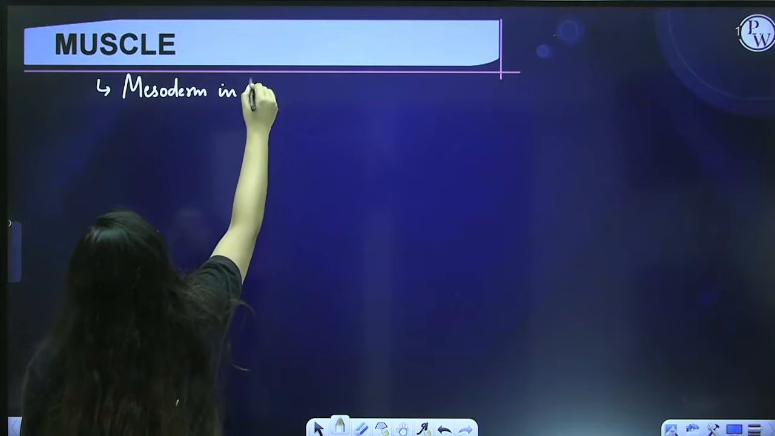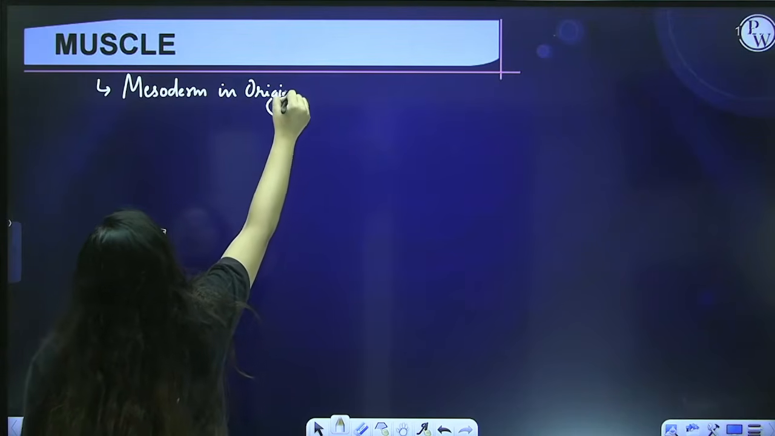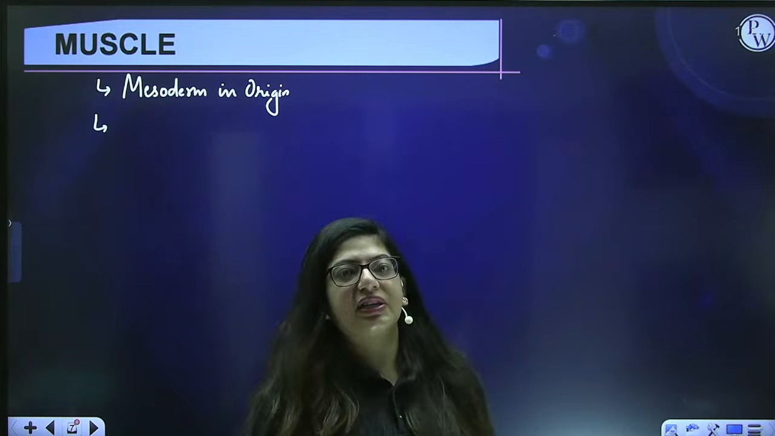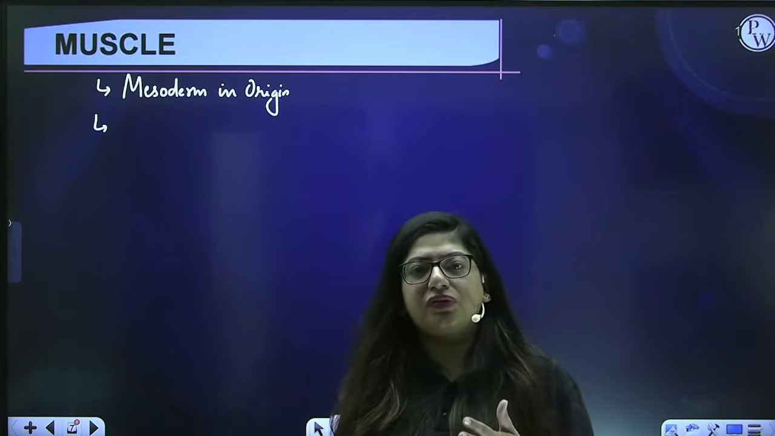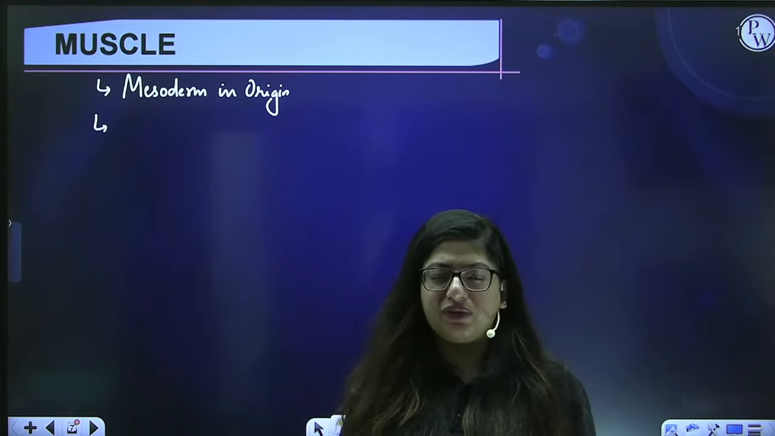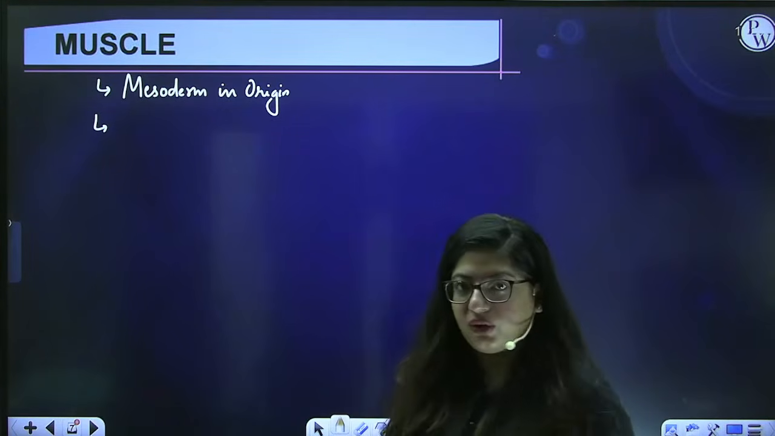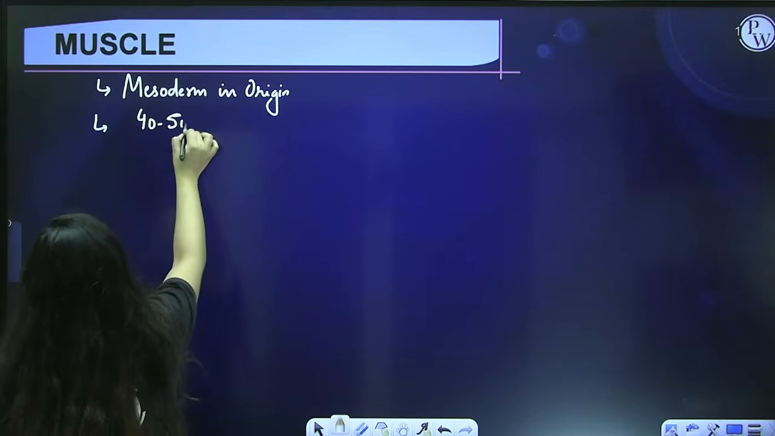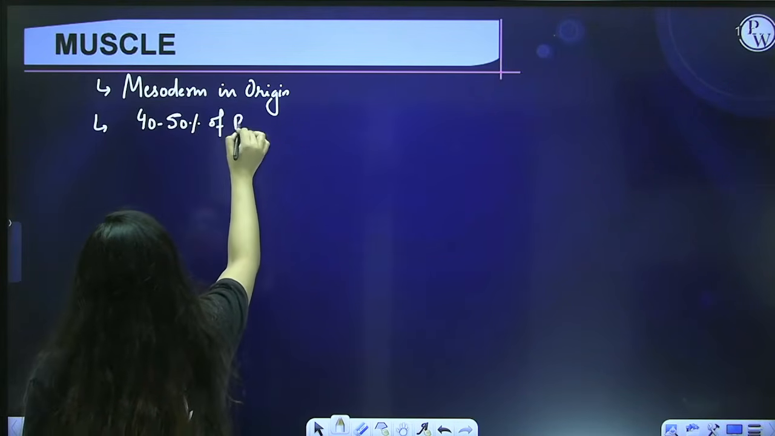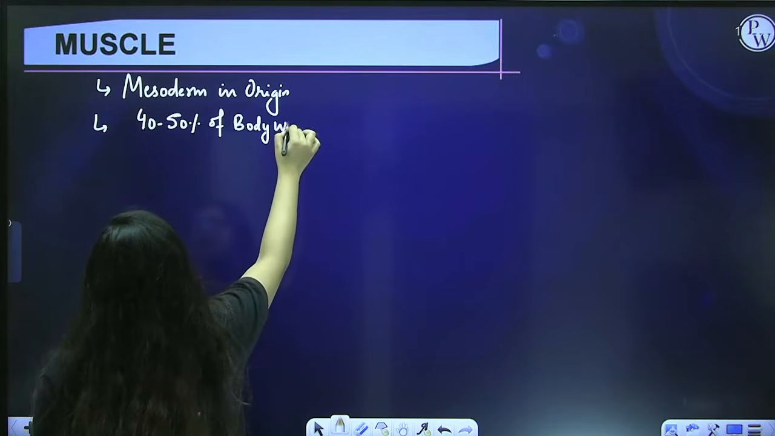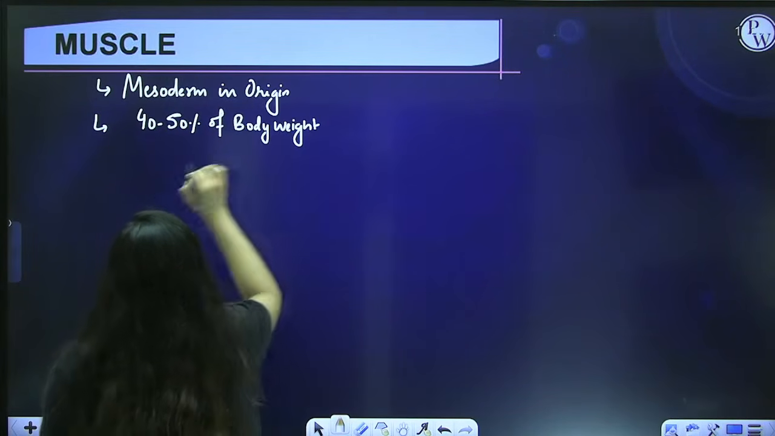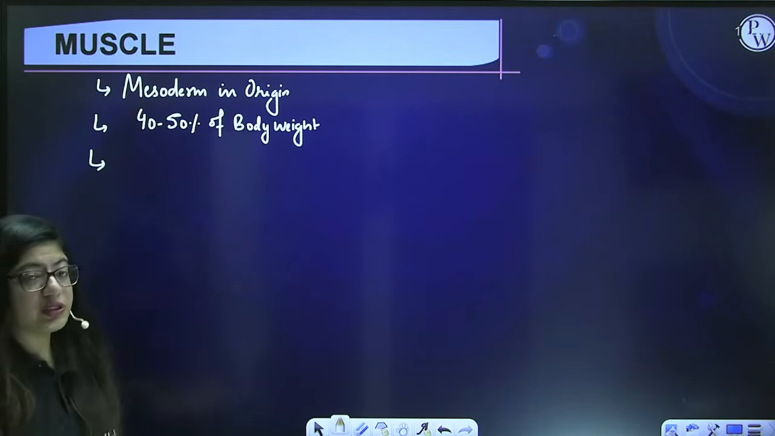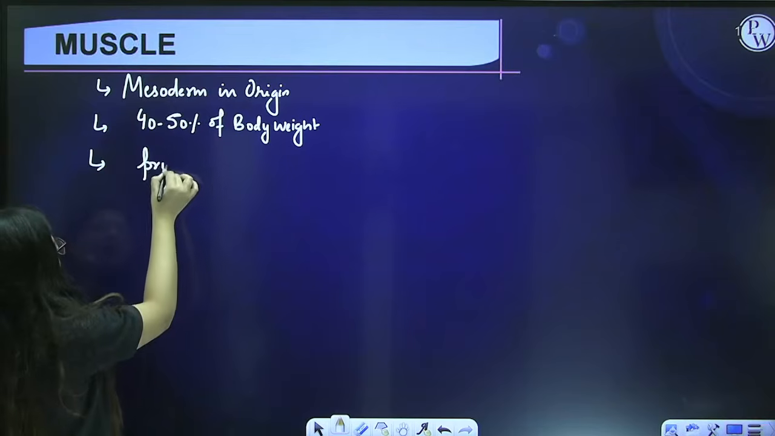Mesoderm in origin. If I talk about your body weight, for example, if someone is 60 kgs, then 40 to 45% of that weight is muscular weight. So 40 to 50% of body weight is your muscle. All right, guys. Next, if I talk about the muscle, what are the various properties your muscles have?